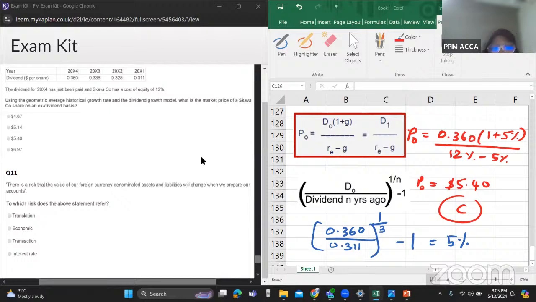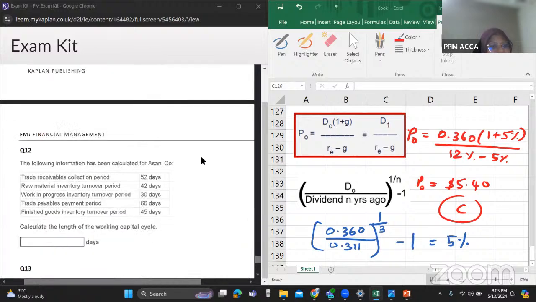Very good. Yes, translation, right? So when it comes to risk management, we learn that there are different types of risks. If it is to do with a subsidiary or a parent converting the subsidiary's accounts into the parent's currency, then the risk we're talking about is a translation risk. So 11 is done. You can try out 12.